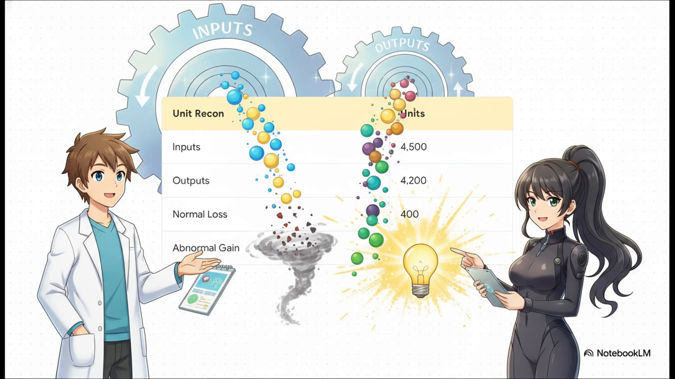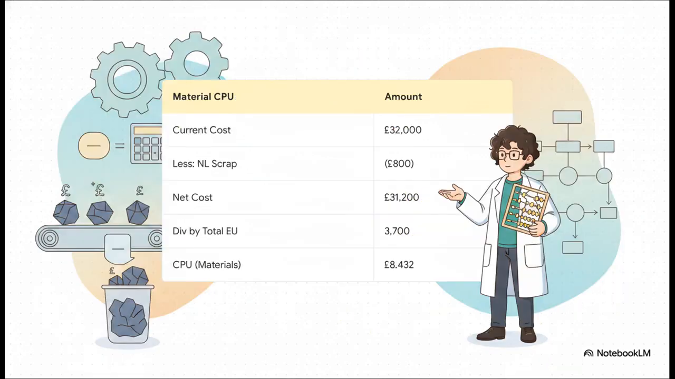Because our actual good output was higher than we expected, we have to balance this table with a triumphant abnormal gain of exactly 100 units. And this brilliantly illustrates Step 4, where we actually calculate the cost per equivalent unit.